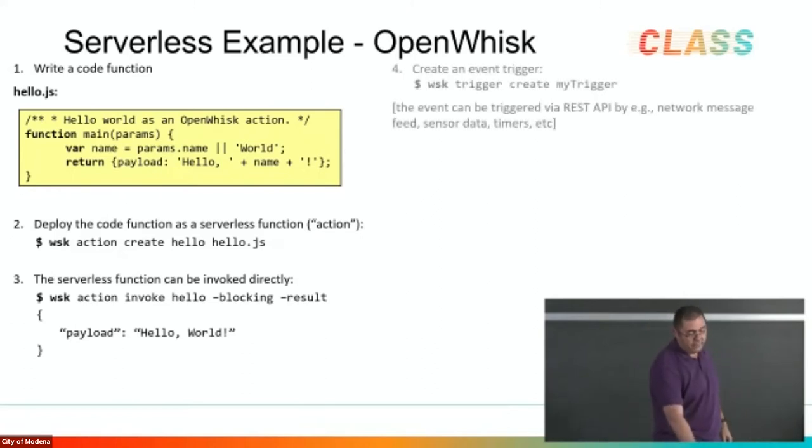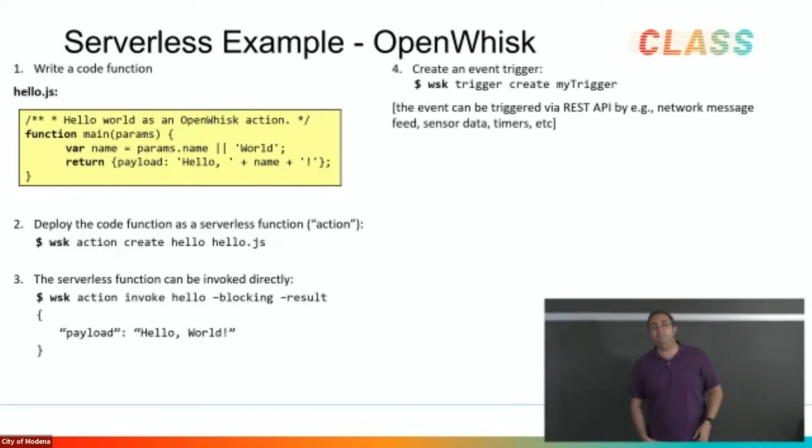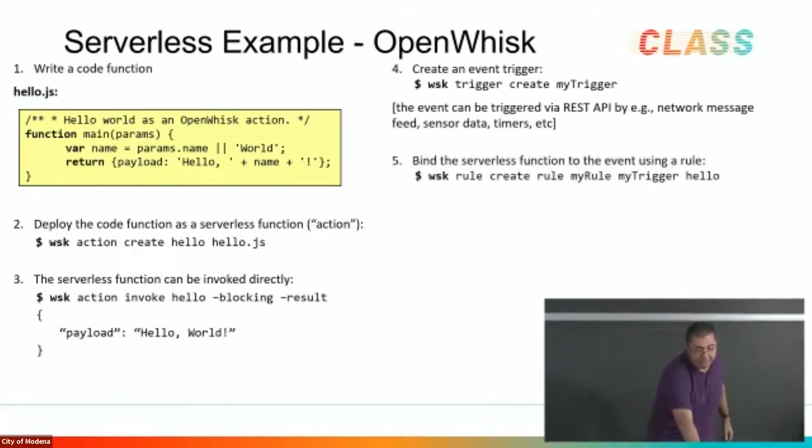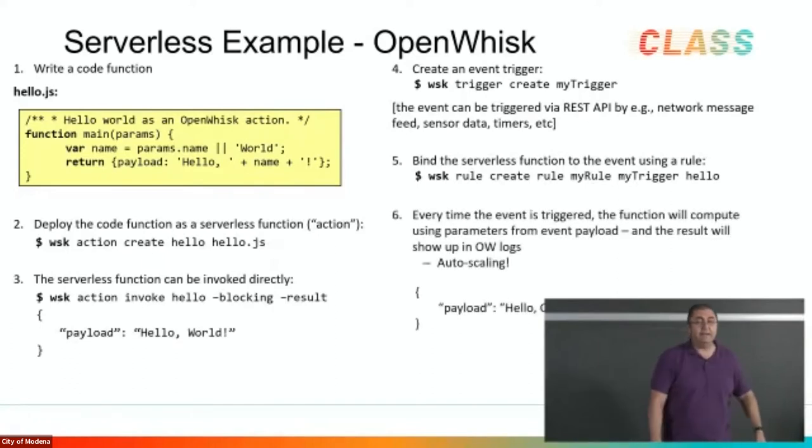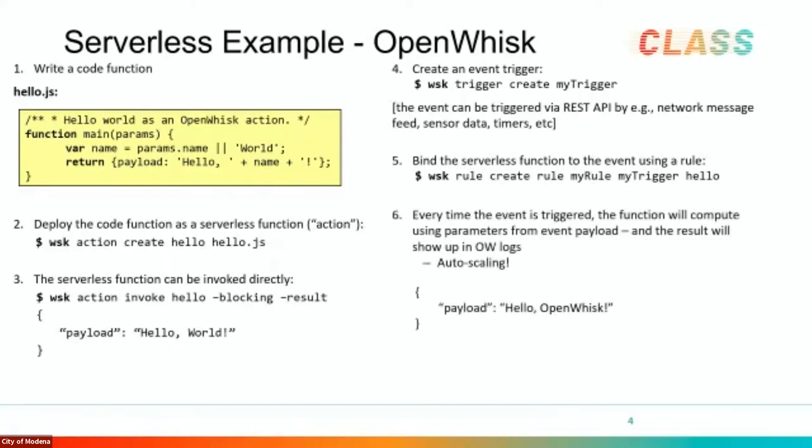But not only that, we can now take the same function and bind it to events. We can create an event trigger. We can bind the same function to that event, and then any kind of event that happens on this event trigger, which is kind of a pub-sub channel, will cause this function to be invoked. And as I said, going back to my previous slide, if this function happens to be a computation of Lithops, a computation of COMPSs, a computation of DNN, that computation happens in response to the event.